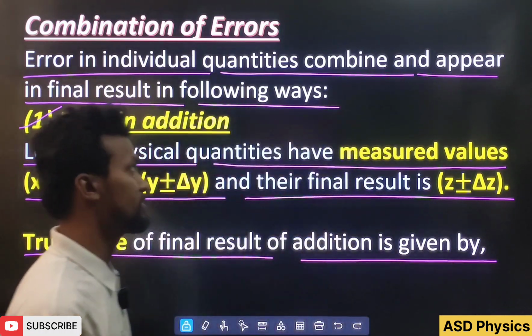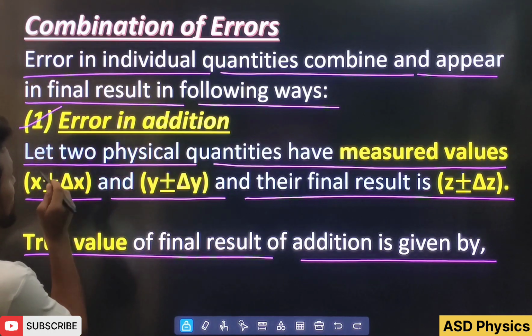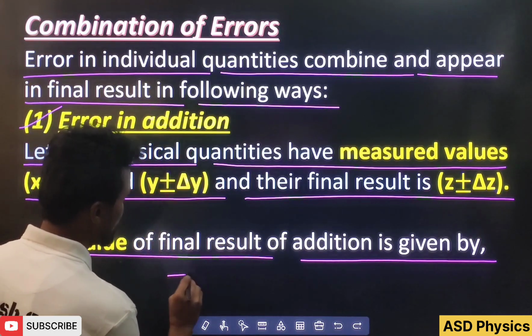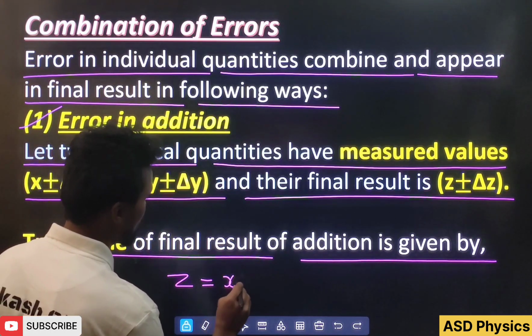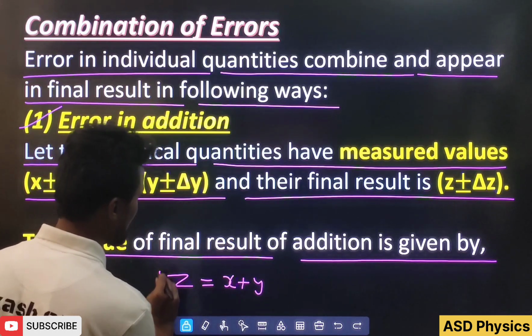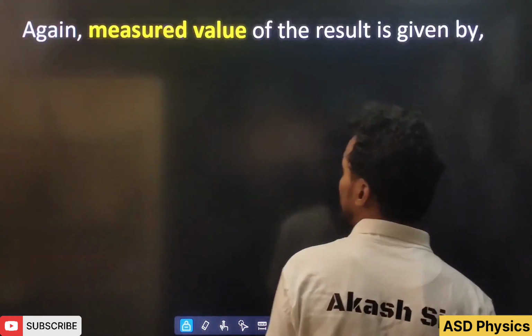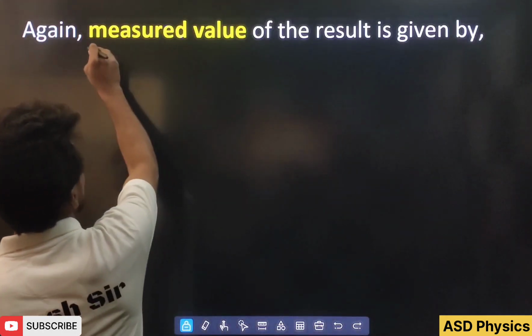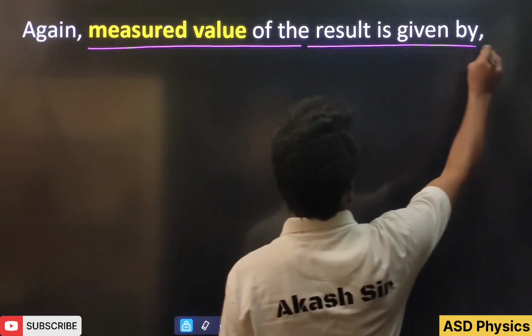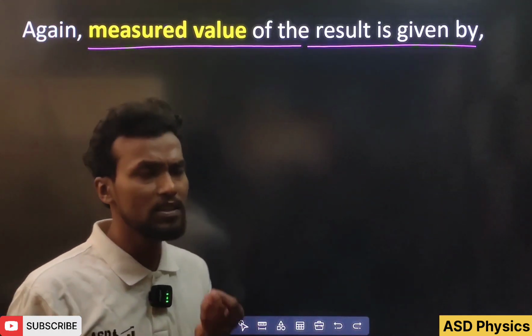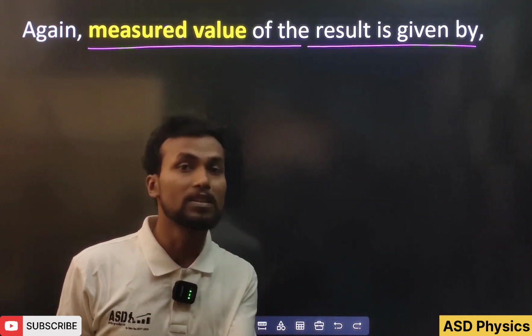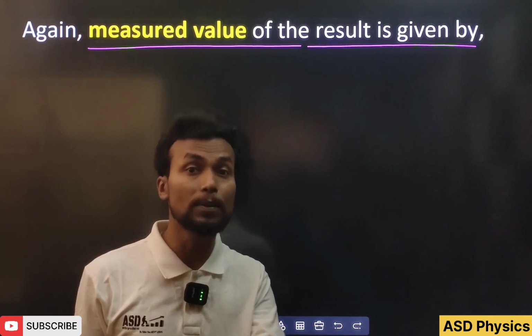So here, the true value of the final result of addition is given by, okay, so we are going to add this one and this one. So the true value is given by z equal to x plus y, because we are adding these. So it will appear z equal to x plus y. Now if we talk about the measured value of the result, you know very well that in a measured value there will be error. Okay, so that error we are going to separate.